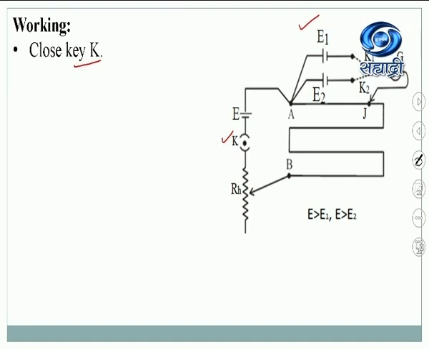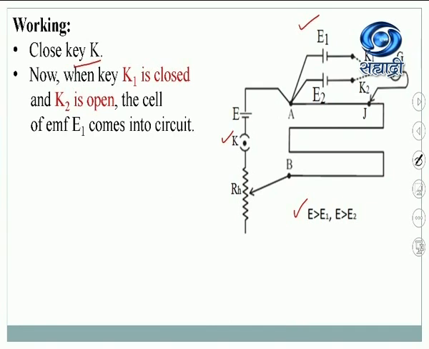Also it will try to flow through the two cells E1 and E2, because E is greater than E1, and also greater than E2. Next, now when this key K1 is closed, remember we have closed this key K. If we close this key K1, that means current will flow along this path. Current will not flow along the other path.